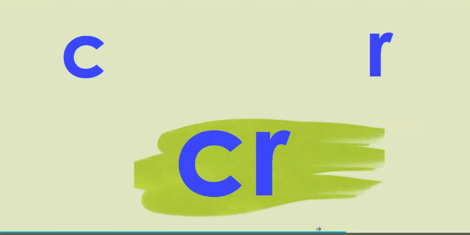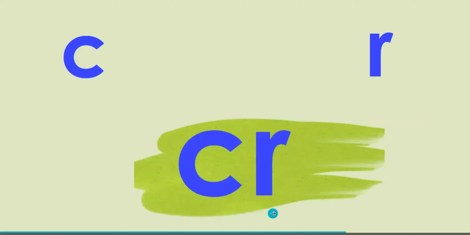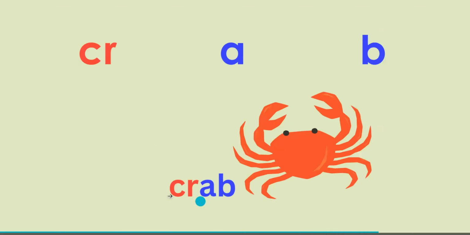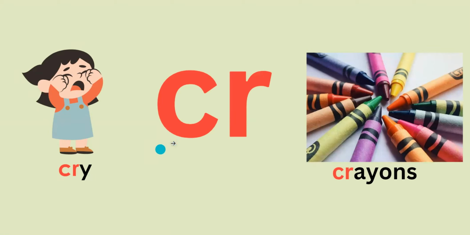Very good. Next. Repeat after me. Cr, cr, as in crab, crab, crab. Another example of cr is cry, cr, cry. Cr, crayons.